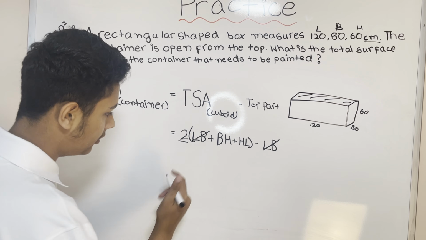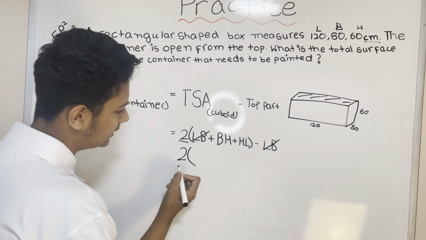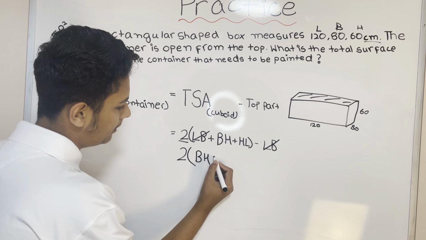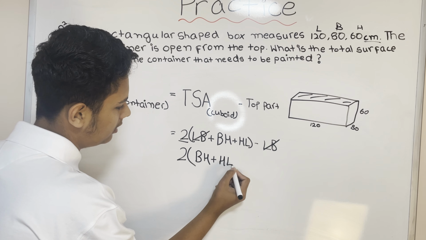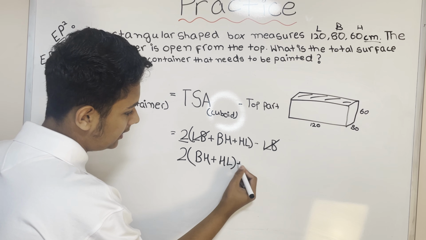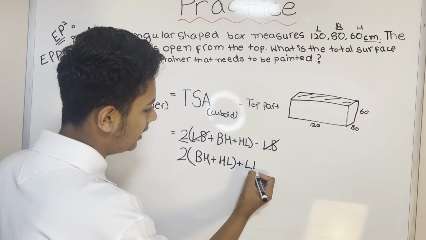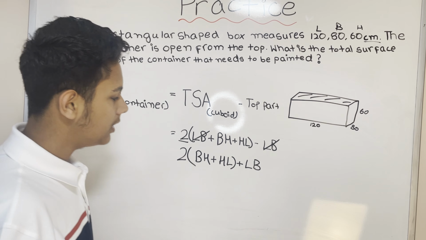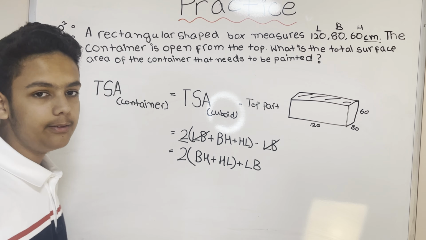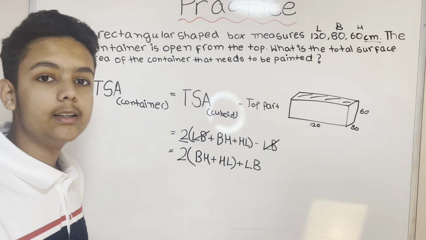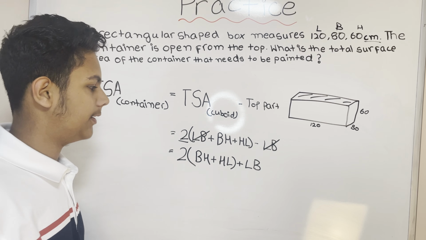So our formula is going to be 2 stays the same. In the bracket we have BH plus HL plus, because we have a positive LB left, plus LB. Now we have a formula here, and now it's pretty smaller than the formula we had before, and our calculation will be way easier.